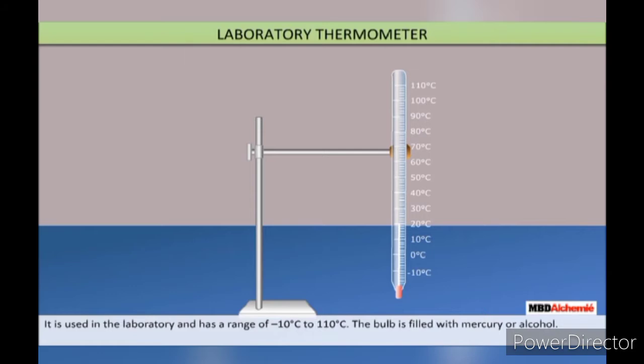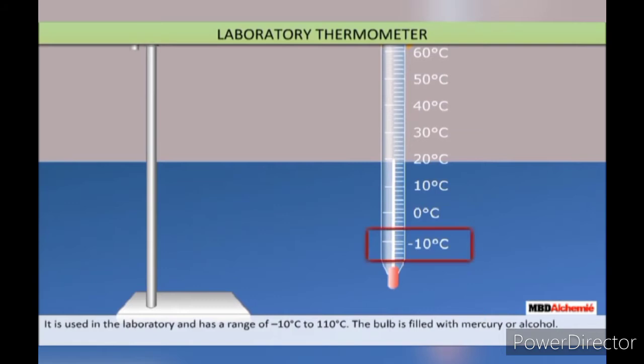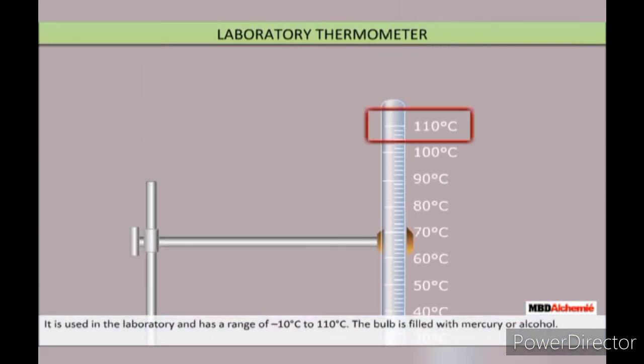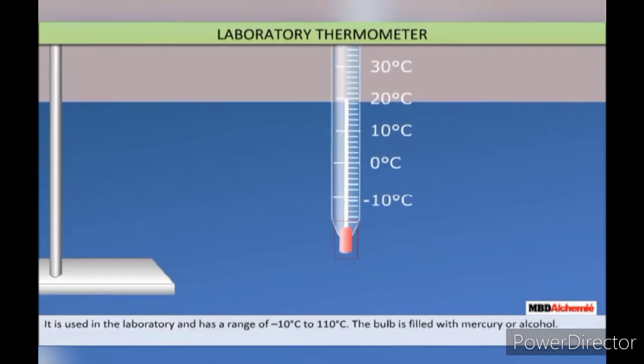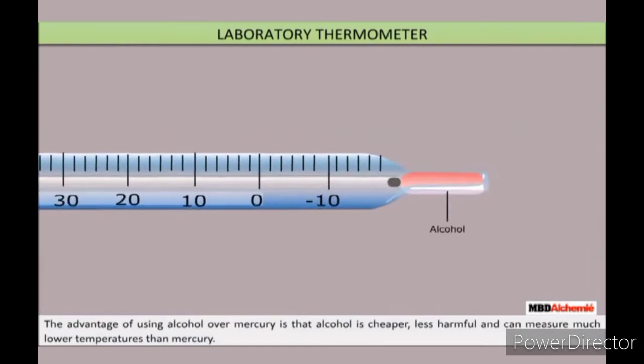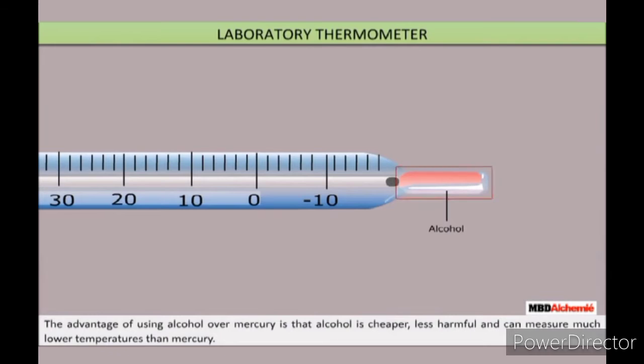Laboratory thermometer. It is used in the laboratory and has a range of -10 degrees Celsius to 110 degrees Celsius. The bulb is filled with mercury or alcohol. The advantage of using alcohol over mercury is that alcohol is cheaper, less harmful, and can measure much lower temperatures than mercury.